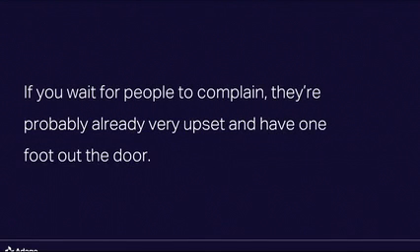So it's really important to get ahead of these potential issues with members instead of being reactionary. Because if you wait for people to complain, they're probably already very upset. And that means they've got one foot out the door, and that's really not what we're looking for.